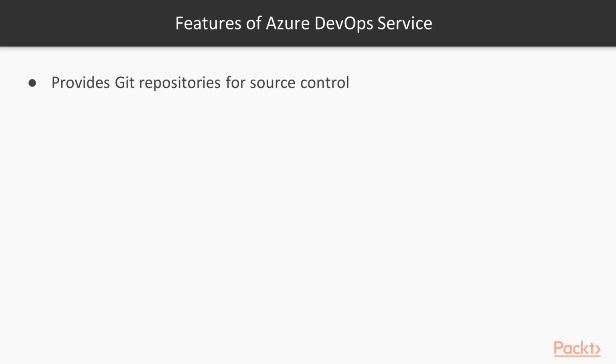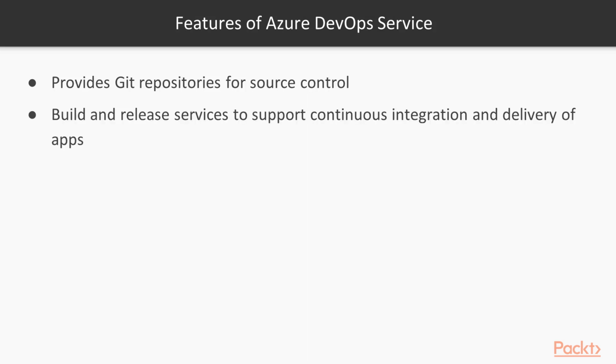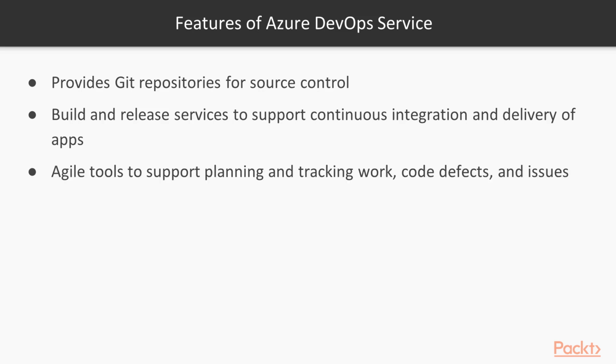It provides Git repositories for source control of your code. Its build and release services support continuous integration and delivery of your apps. Agile tools are provided to support planning and tracking your work, code defects, and issues using Kanban and Scrum methods. Many tools are available to test your apps, including manual and exploratory testing, load testing, and continuous testing.